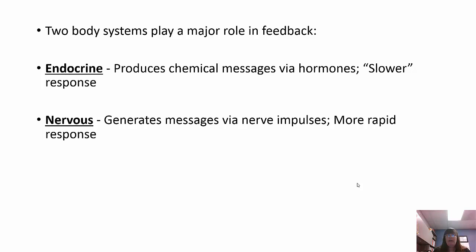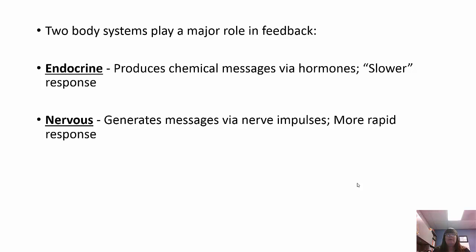So two body systems play a major role in feedback and maintaining homeostasis: the endocrine and the nervous system. The endocrine system produces chemical messages called hormones, and these hormones then travel to wherever their destination is to bring about the desired response. Endocrine system is slower than the nervous system, but the effects can last longer.